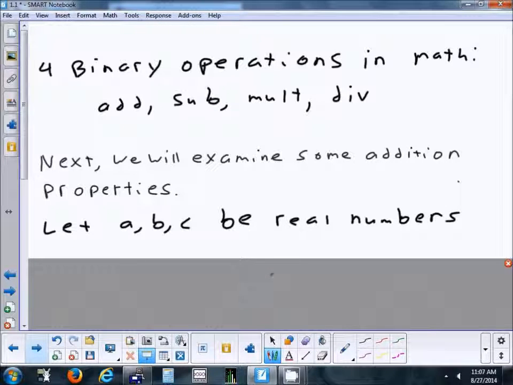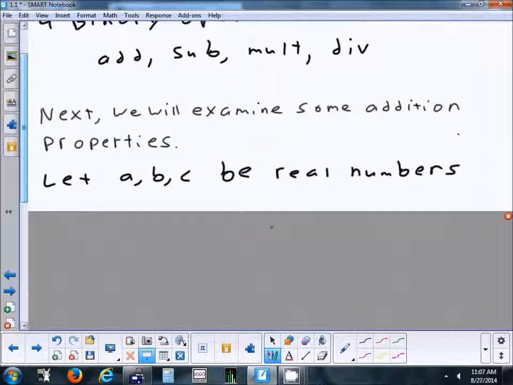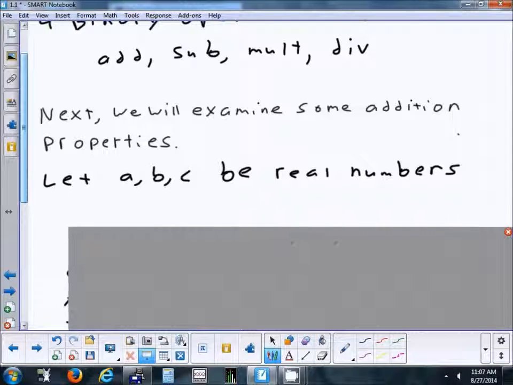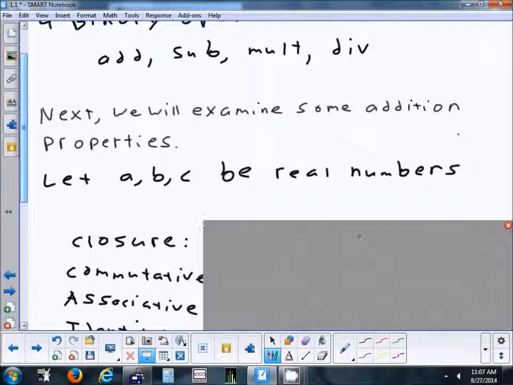I'm going to use the variables a, b, and c. And a, b, and c can be any real number. It can be positive, negative, a fraction, a decimal, 0. Any real number you want. Okay. And the first one, I already kind of touched on this earlier, is closure.